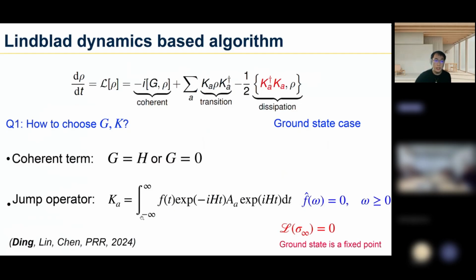And to construct the jump operator K, I only need to choose my function f satisfying this condition, which is also very simple. So I do think the most beautiful thing in this algorithm framework is it's very easy to find this G and K, and also it's very easy to efficiently construct block encodings on the quantum computer. Right, right. Okay, this is helpful.